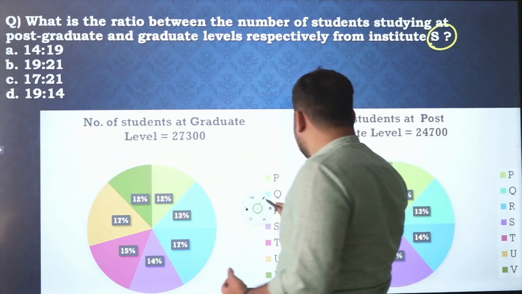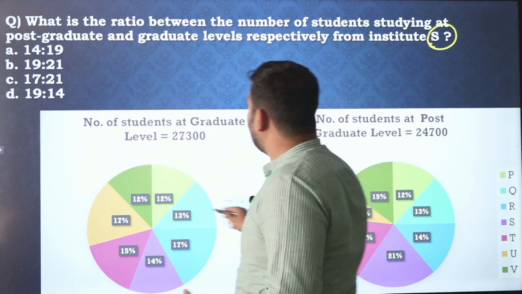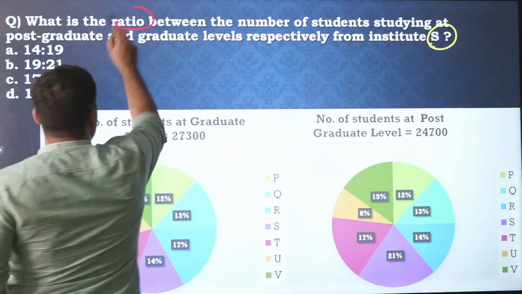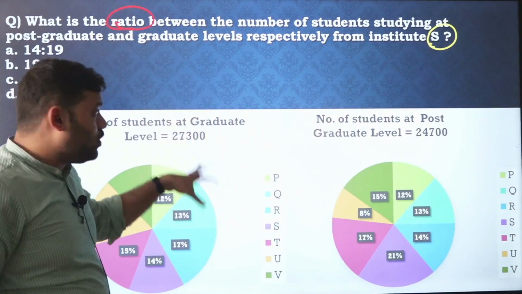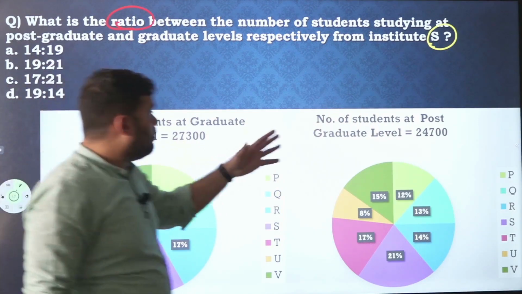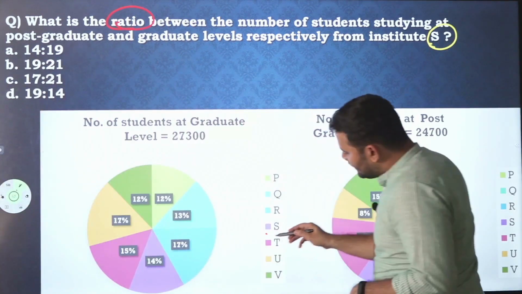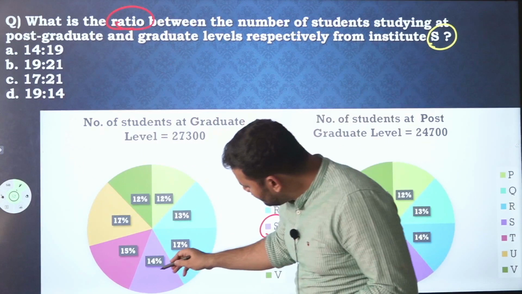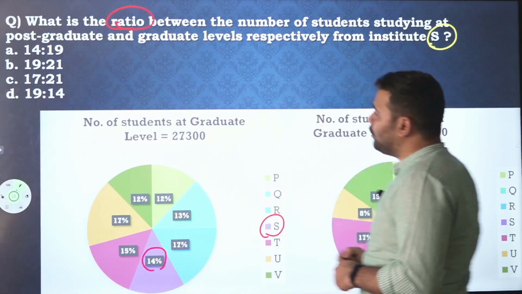Now we will be dealing with Institute S. Previously it was the total number, now there is a ratio. Let us focus on S here. The purple color here is this part, and it is 14%.